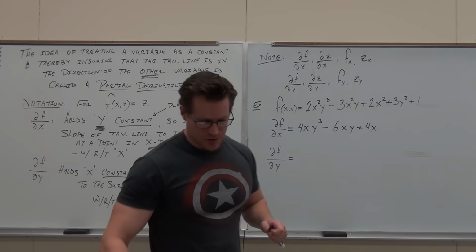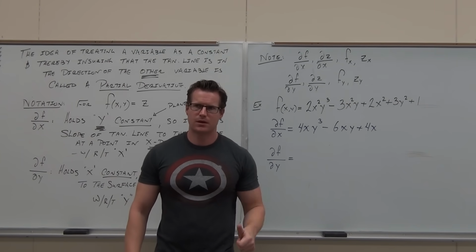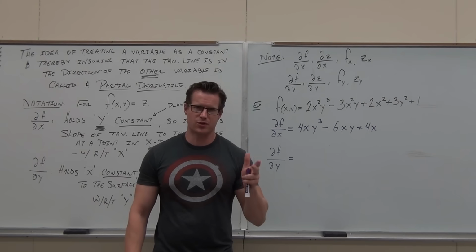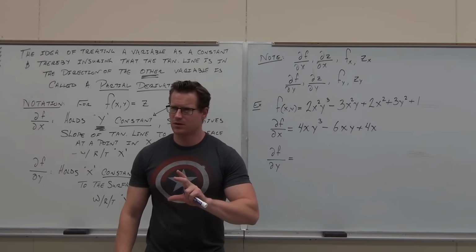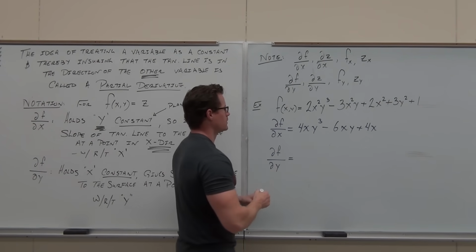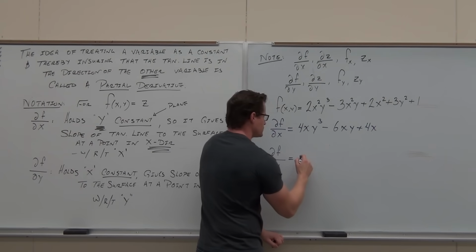If I'm taking the partial of f with respect to y, what variable is being held constant? That puts the derivative, the slope of the tangent line, in the direction of what variable? So this is in the direction of the y. This way. What is it?